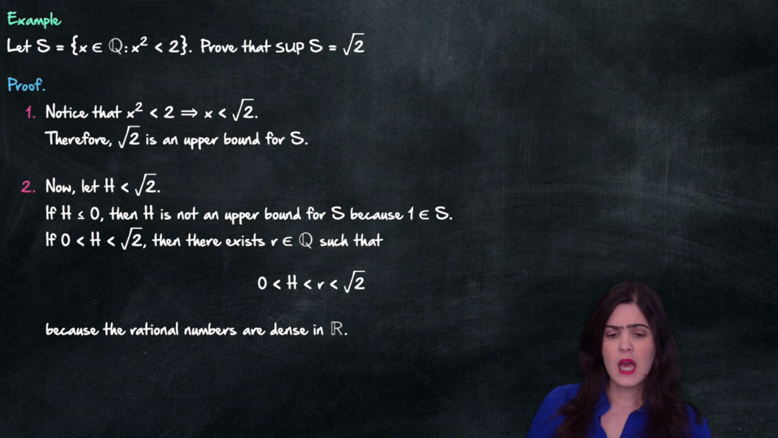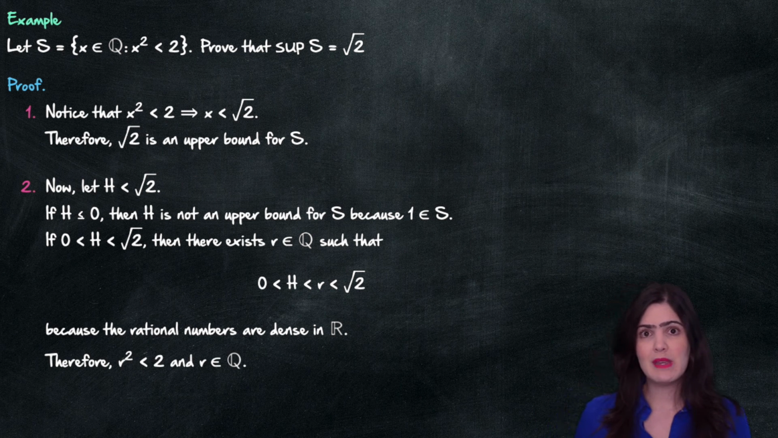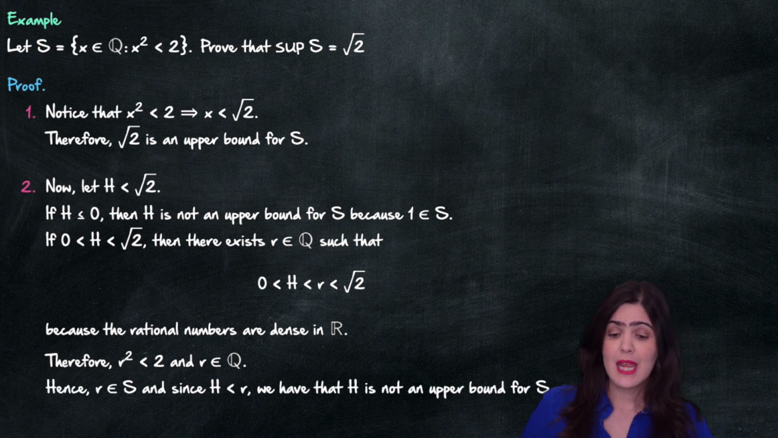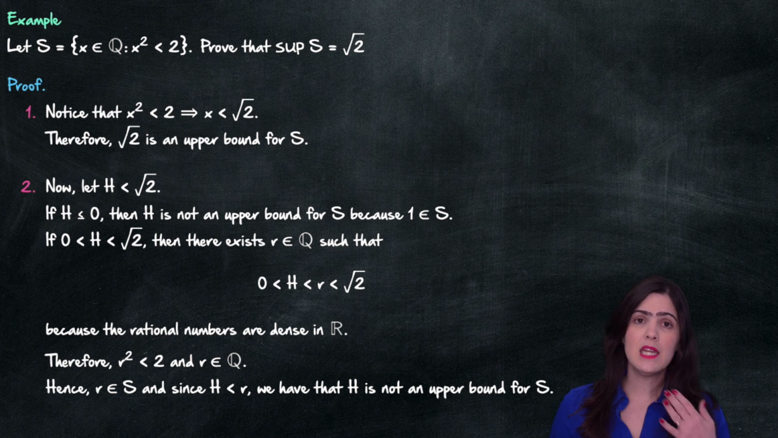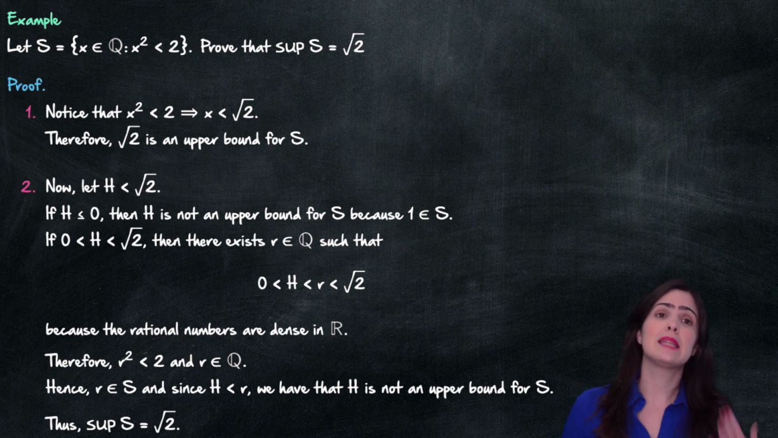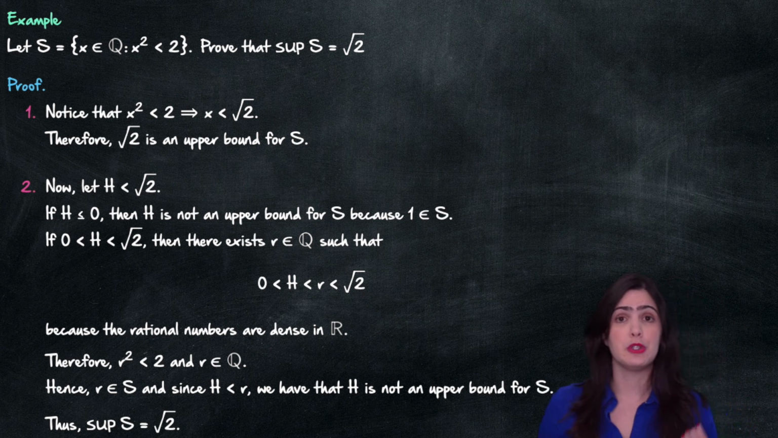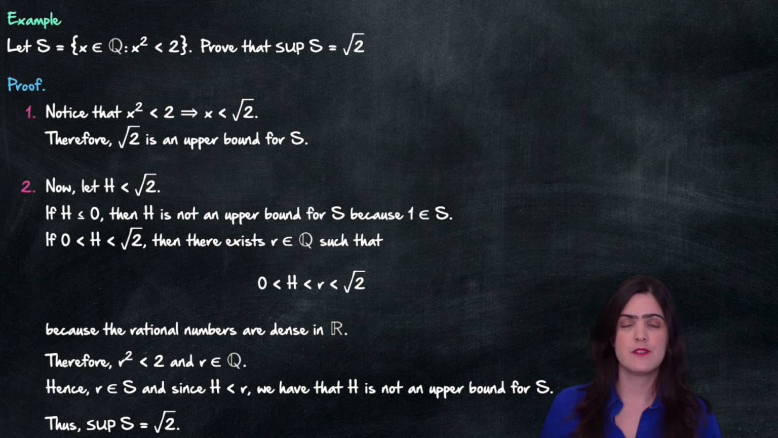But look at this. We found a rational number r that is bigger than h, but when I square r, that is going to be less than 2. Well, then that shows that h cannot be an upper bound for S. So any number h less than the square root of 2 is not an upper bound. That means that the supremum is indeed equal to the square root of 2. Very good. So now we know that this is true. We have a proper proof of this fact.